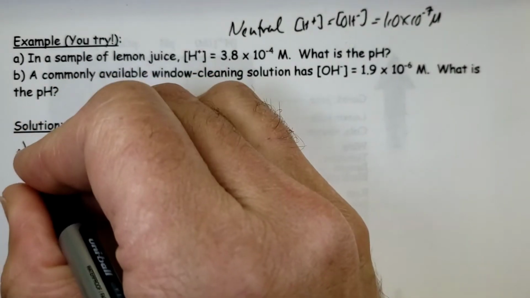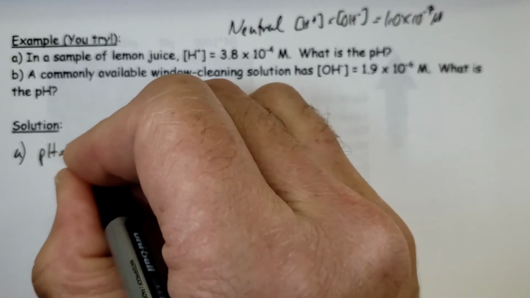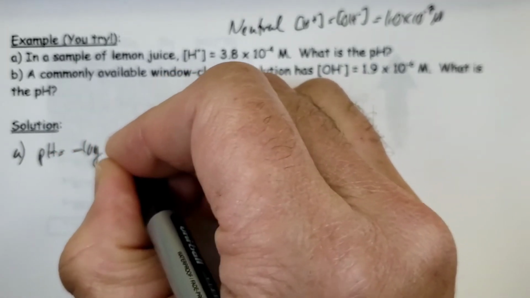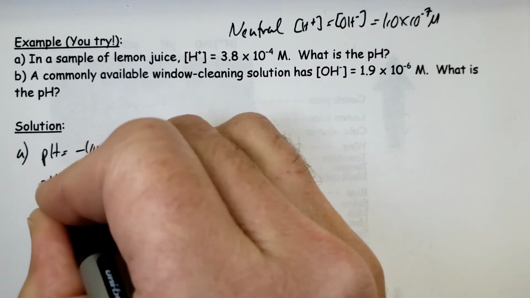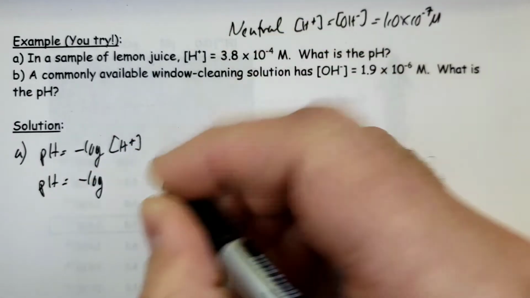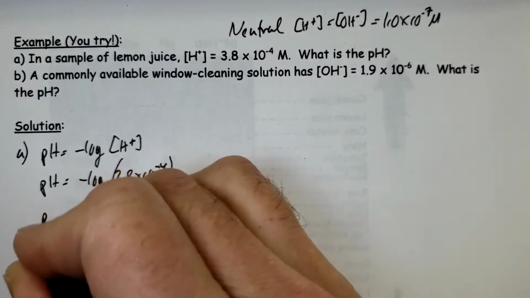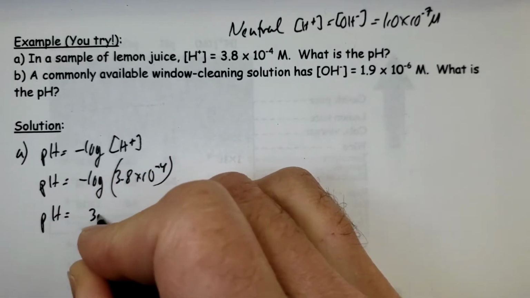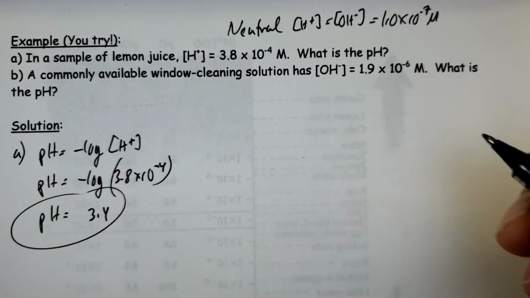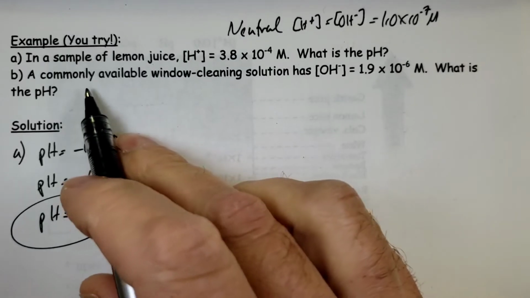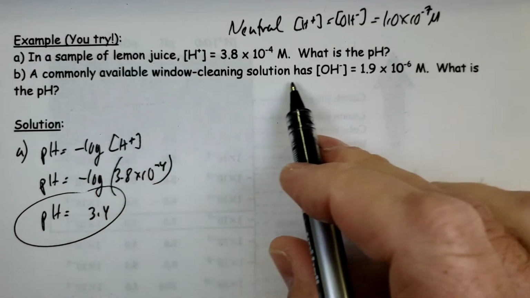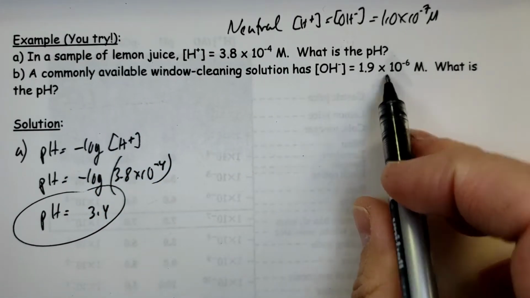So let's take a look here. pH equals negative log of H plus. So in our case here, the H plus is 3.8 times 10 to the minus 4, and that's going to give us 3.4. Good.